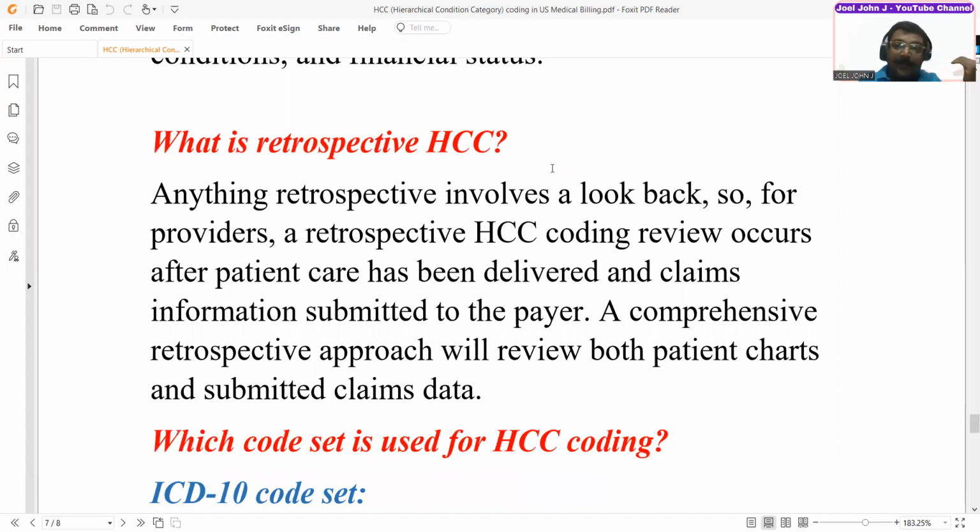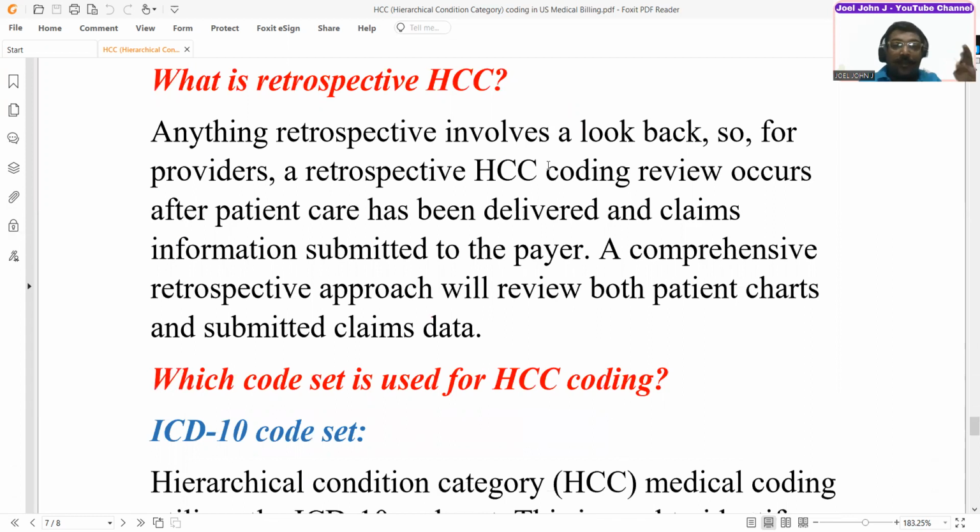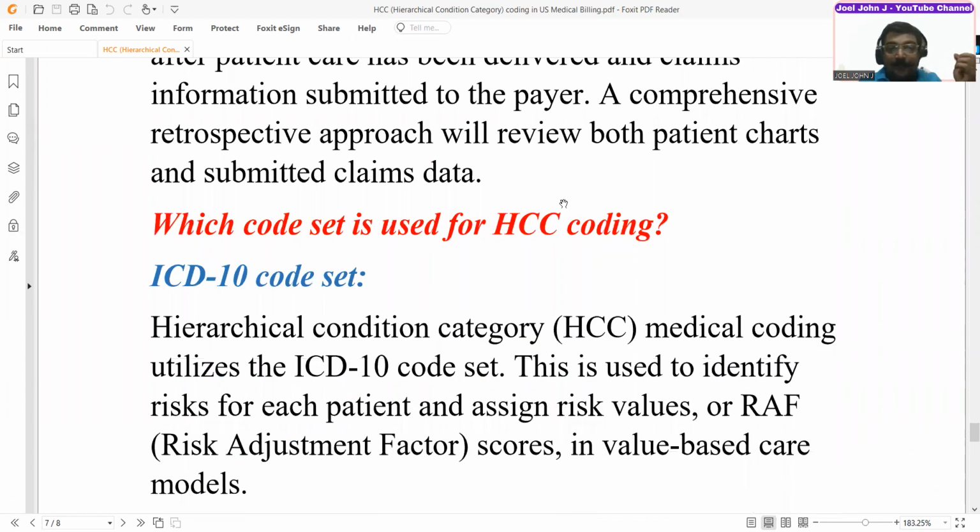So we have counted the claims processed and payments done. So now we know how much claim has been submitted, how much is the allowed amount, and how much we have paid. So we are going to compare both and look back. That's called retrospective HCC.